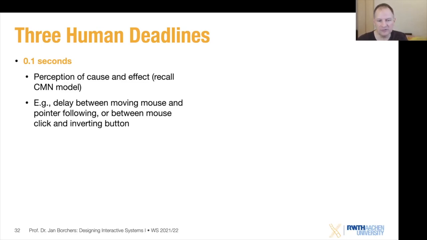So a mouse click and inverting the button is a typical example for the 0.1 second delay. I would actually say that even though I do say on the slide here, moving the mouse and the pointer following, that clearly also has a human deadline, but that human deadline is actually even more stringent than 100 milliseconds. Why? Because the pointer following is a continuous thing happening. And if that is delayed by 100 milliseconds, it already gets very icky. It gets very, very hard to use.